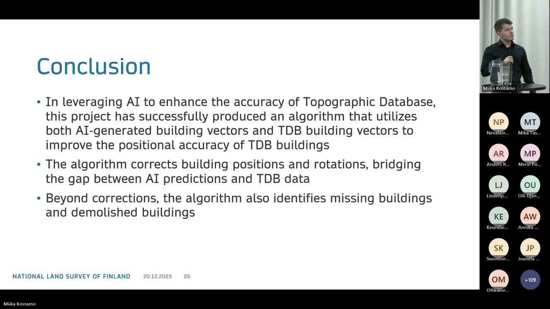And finally, the conclusions. In leveraging the AI to enhance the accuracy of the topographic database, this project has successfully produced an algorithm that utilizes both AI buildings and the topographic database buildings to improve the positional accuracy of the topographic database buildings. The algorithm corrects building positions and rotations, bridging the gap between AI predictions and topographic database data. And beyond the corrections, the algorithm also identifies missing buildings and demolished buildings.